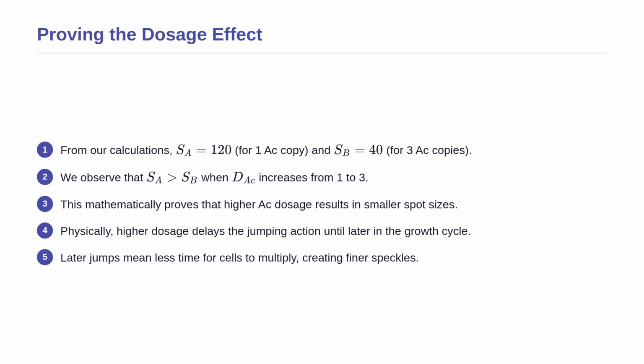But what is the intuition behind why this works? Physically, a higher dosage of AC elements actually delays the jumping action until much later in the kernel's growth cycle. Because the jump happens later, the color-producing cells have much less time to divide and multiply. This perfectly explains why we see much smaller, finer speckles of color when more activator elements are present.